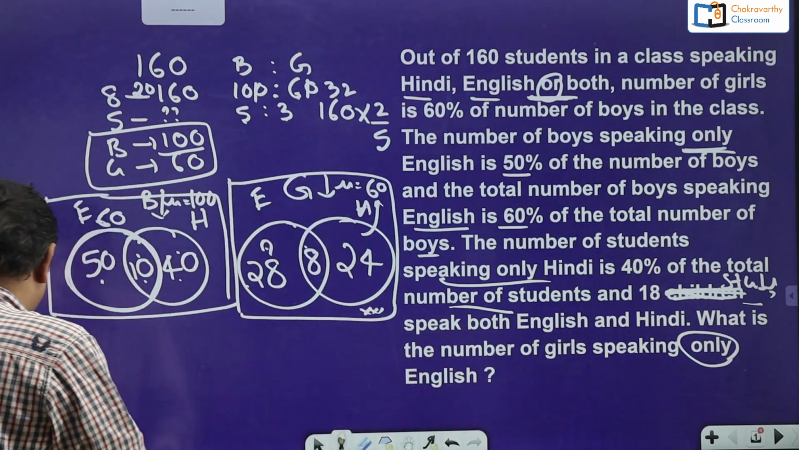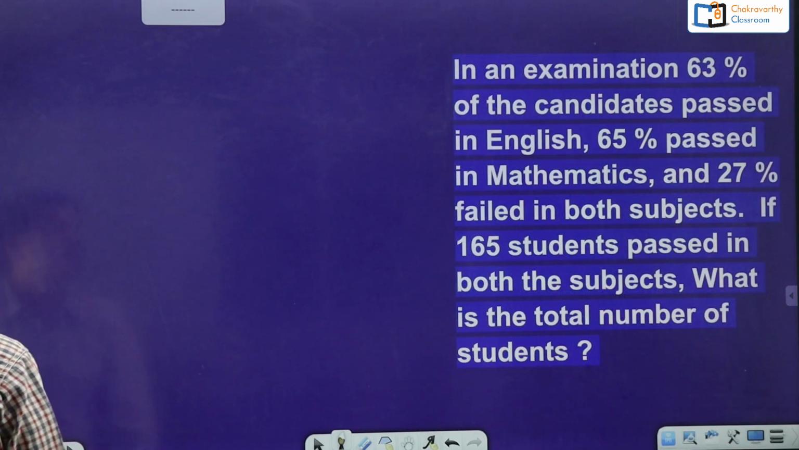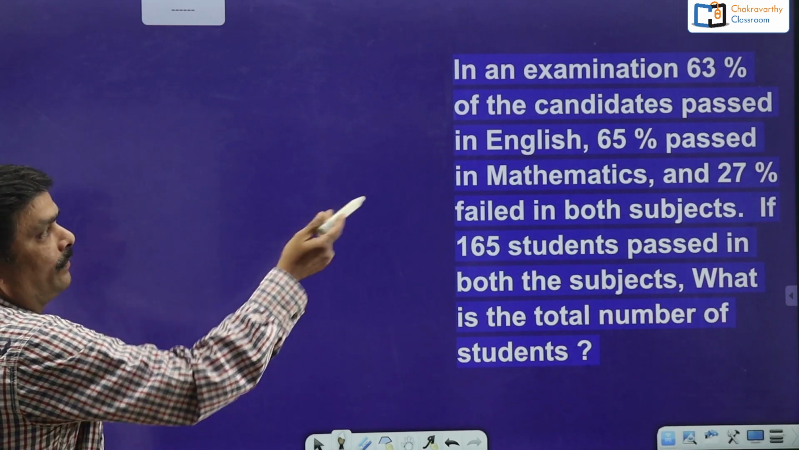Okay, now go for the next question quickly, students. Go for the second one. Second question. Again, this is based on the Venn diagrams only.